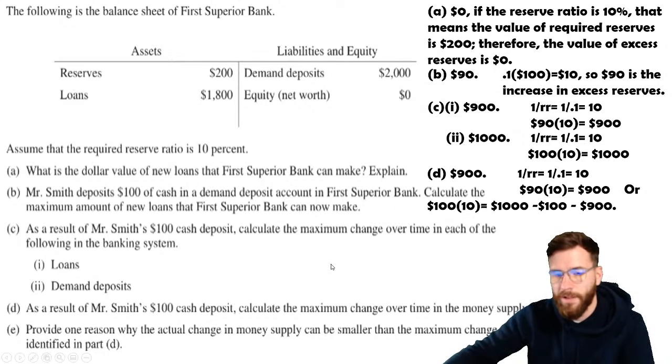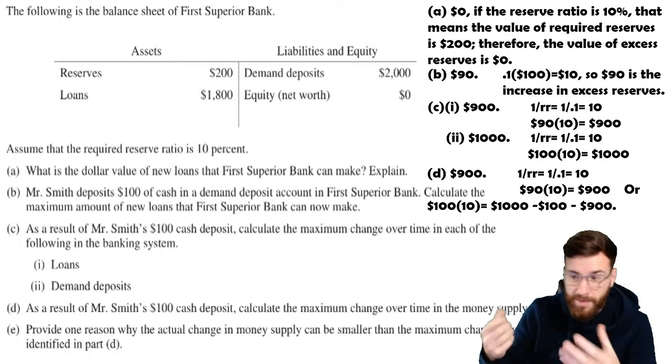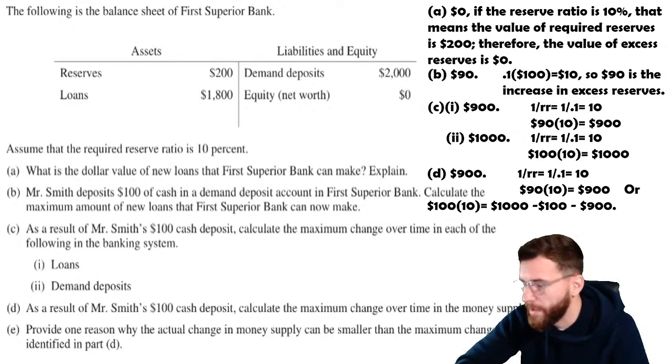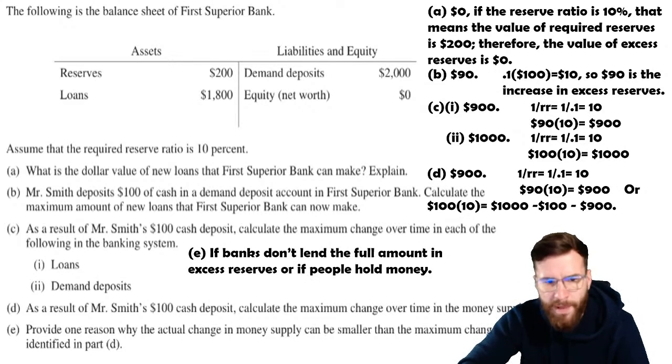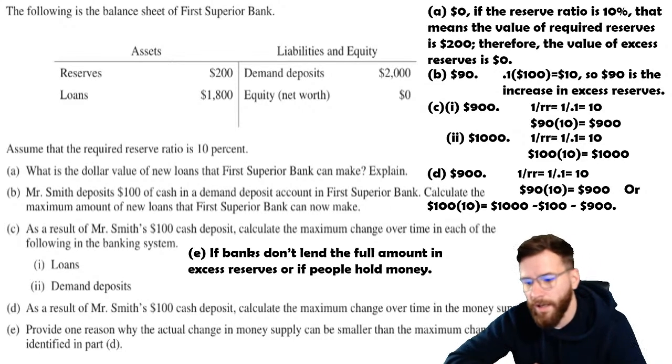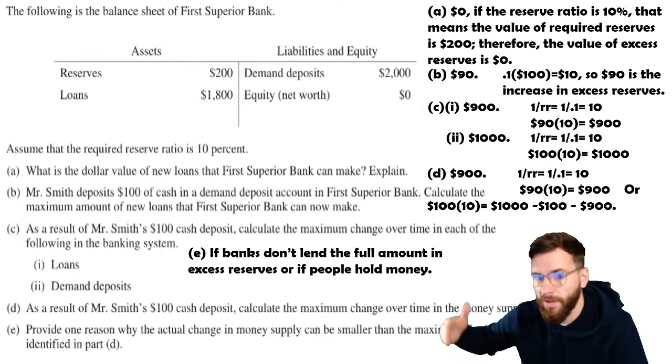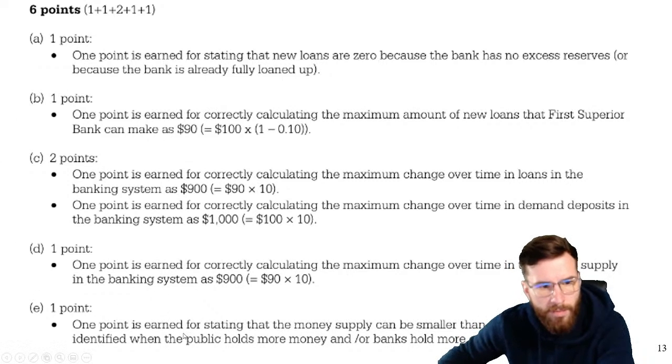So it always says maximum, right? Say the bank does lend out the $90, and then someone just takes that $90 in loans, in cash, and just puts it in their pillow, and then never puts it back into a bank. Obviously, money is not going to get multiplied. So my response was, if banks don't lend out the full amount in excess reserves, or people just hold money and people don't deposit all of their cash into their checking account, then obviously the money supply can't expand by the full amount. We're assuming that everything's going to get fully lent out and fully deposited. One point is earned for stating that the money supply can be smaller than the maximum change if the public holds money or if banks hold excess reserves. They don't lend out or people don't deposit, is the idea. 900, 1,900, it's pretty good.